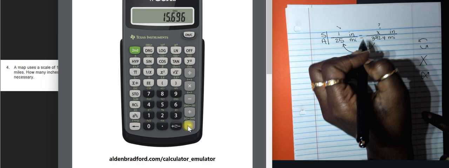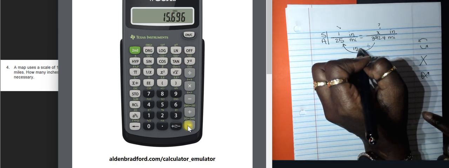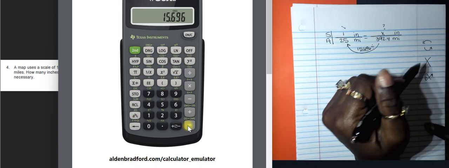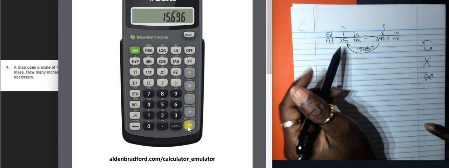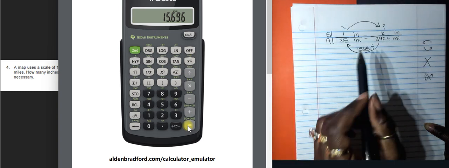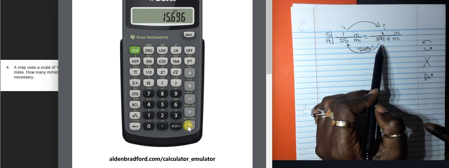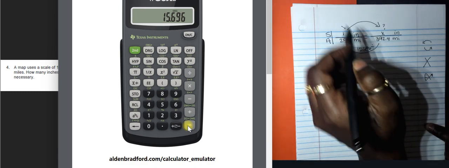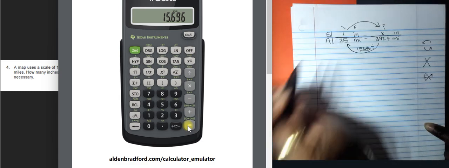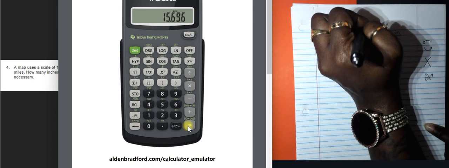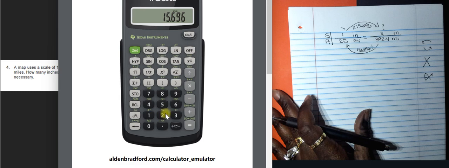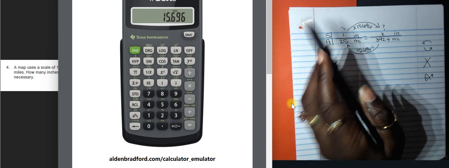That will give me 15.696. Remember, under the swing method, whatever I do to the bottom, I'm going to do to the top if I'm going in the same direction. Right, so I've changed my direction. I went from right to left, and now I'm going from left to right. So the only thing that needs to change is my operation. I'm going to multiply now by 15.696.